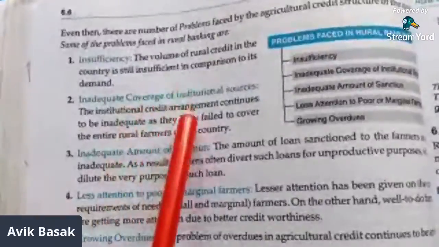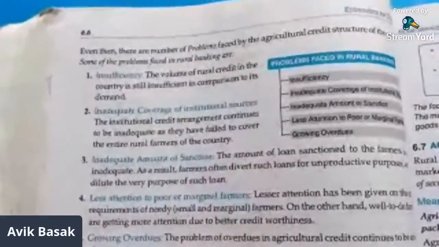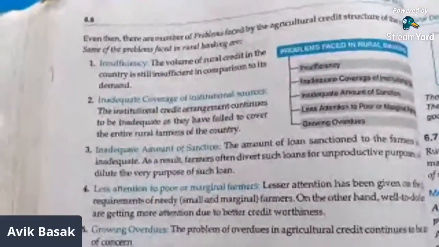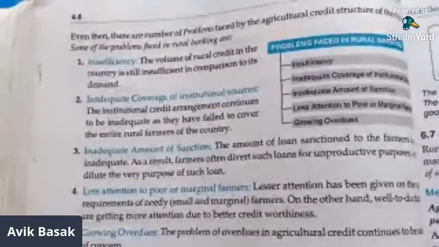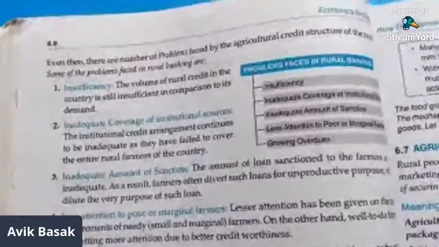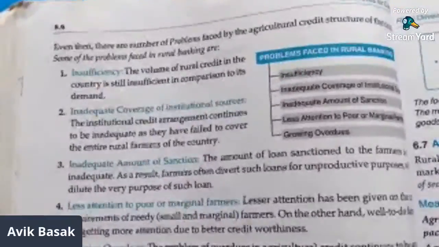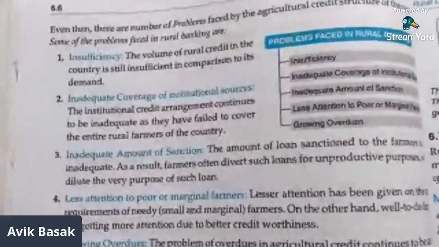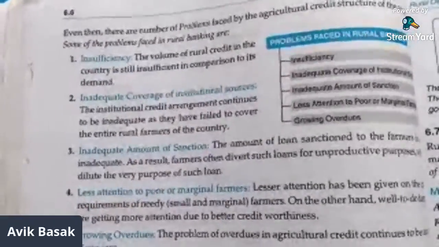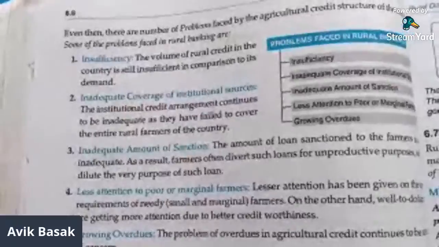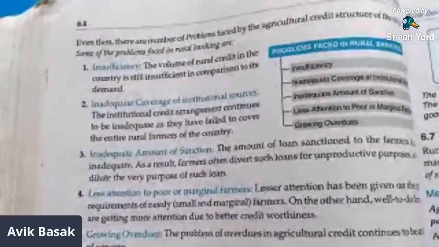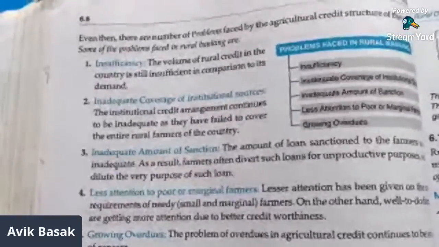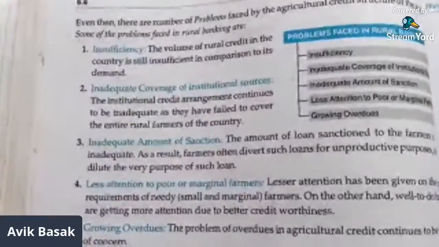Second, inadequate coverage of institutional sources. These institutional sources are helping, but they cannot cover the whole rural area. It is not possible for those institutional sources to cover everything. For example, some villages are in very remote, outskirt areas. They cannot reach them.